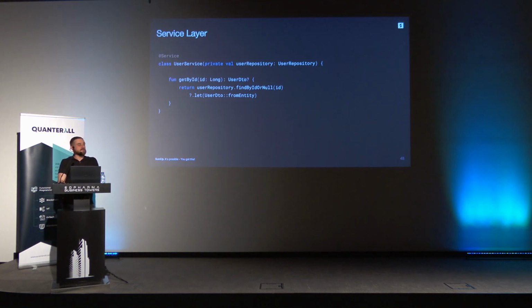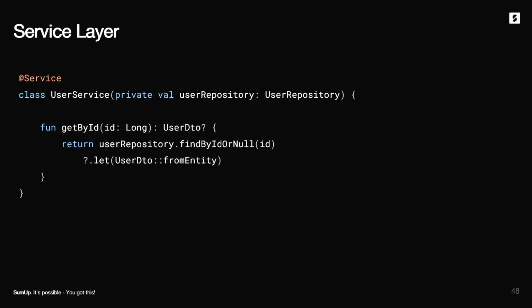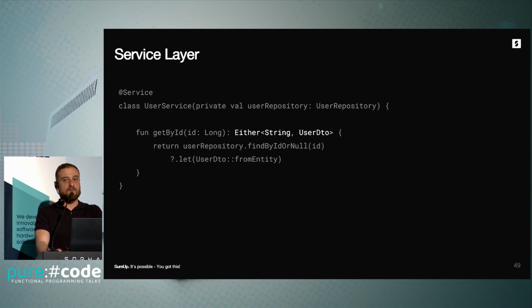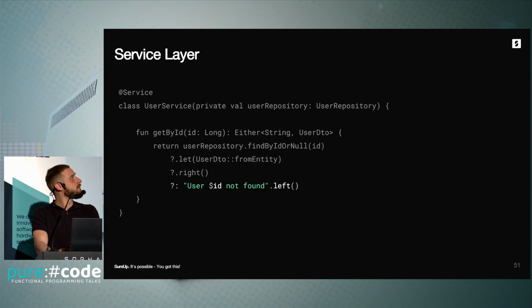Let me see how we can use it. Back to our user service. This is the last version of it. We are returning a nullable user DTO. Now I want to get rid of that, and I want to provide some context for my clients, so I'm returning an either. All I need to do is use another extension function which turns anything into an either right. This is what right does. In case my user repository gives me a null, I'll just say this string dot left, which means it will be a left of whatever the string is.